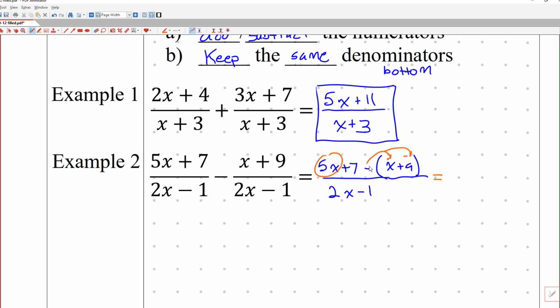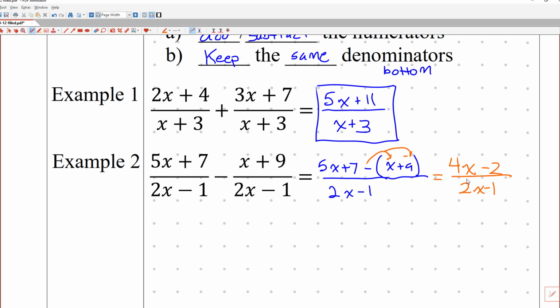So I'm really doing 5x minus x, and that's 4x. So I'll say this is going to be 4x, and I'm going to do 7 minus 9. 7 minus 9 is negative 2. So I'll come back here and say this is going to be 4x minus 2, and then same thing, divide by 2x minus 1. I gave you one that can be simplified too, didn't I?